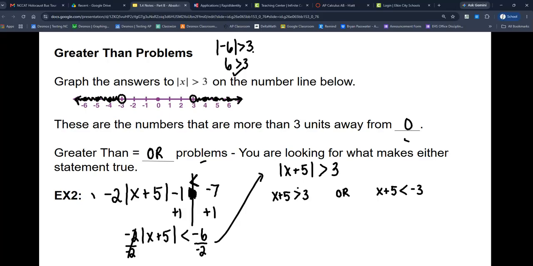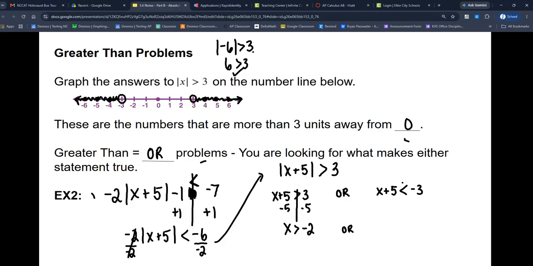Then we just have to solve these. So J. Ash, what do we do with that first one? Subtract 5. Very good. We subtract that 5. We get x is greater than -2. Keep that or there in the middle.